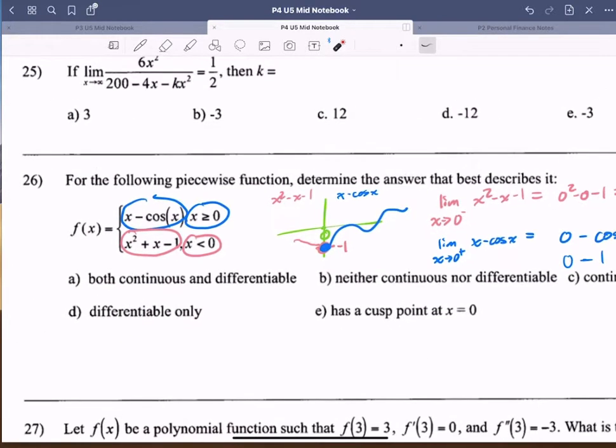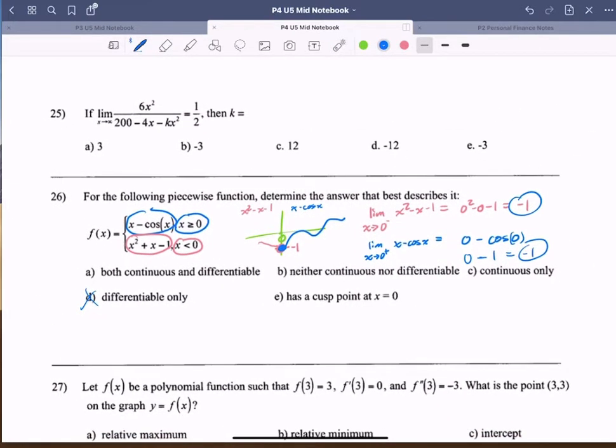So we definitely know we're continuous. So it's not going to be differentiable only. It's not going to be not continuous. We just don't know if we're continuous only or if we're both continuous and differentiable. The cusp point, I don't know yet. That's kind of a weird one because if we're continuous only, then it might also have a cusp at that point. So if I were to guess, I would go, okay, A is the answer. But we don't have to guess. We can actually find out if we're differentiable.